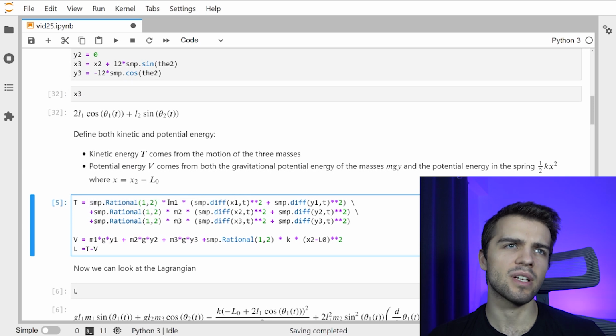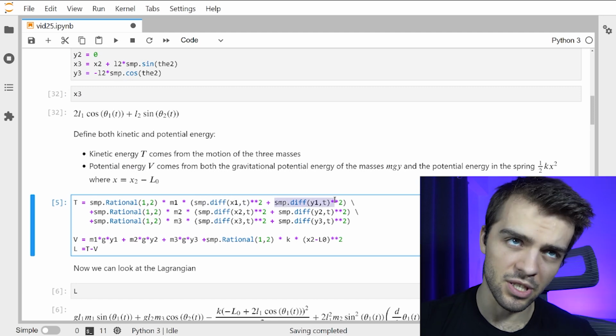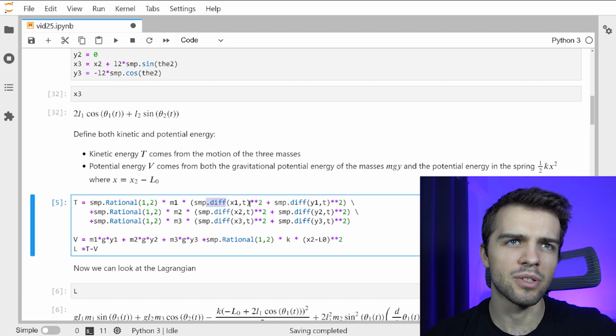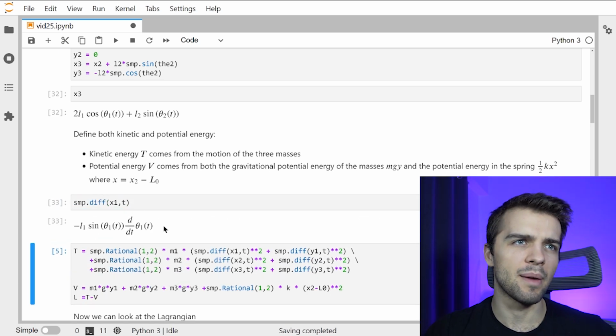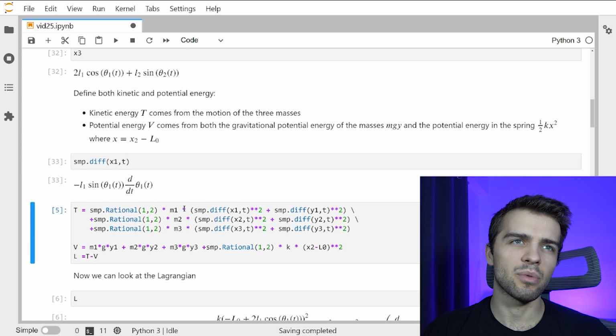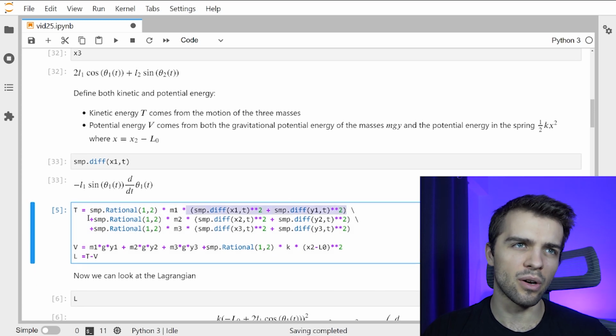So this is 1/2 times m1 times v squared. So I take (dx/dt) squared plus (dy/dt) squared. Pretty simple, just using the same terminology, right? If I have x1, I can also take the derivative of x1 with respect to time, and it will return something like this. And it will save this whole thing like this. So I just add all three of these together for x1, x2, and x3.